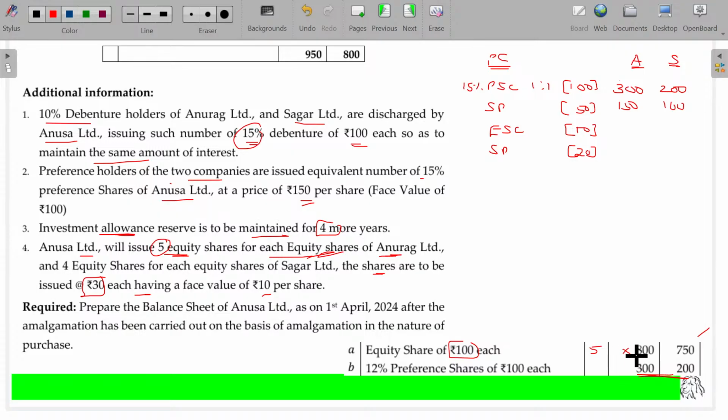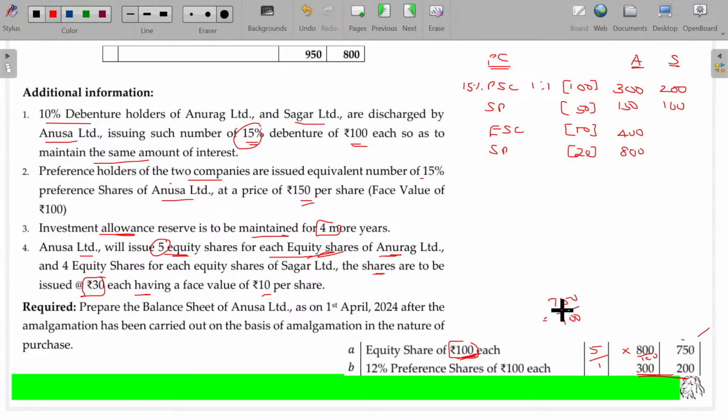5 for every share. You have to divide this by 100. You will get the number of shares. 8 lakh shares. 5 will be offered for every one. 8 into 5, 40. 40 into 10, 400. Securities premium being 2 times of that. So 800 will be the securities premium. And for Sagar, 750 lakhs, share price being 100.